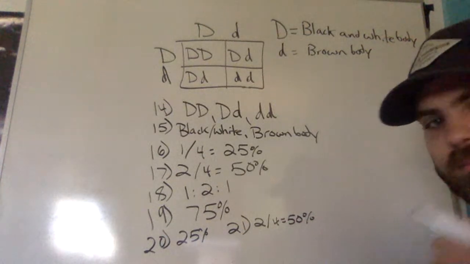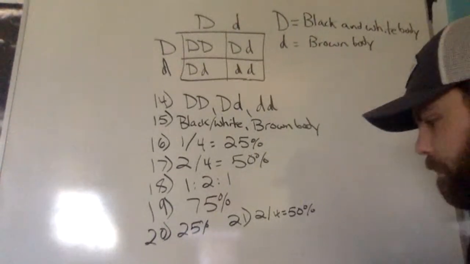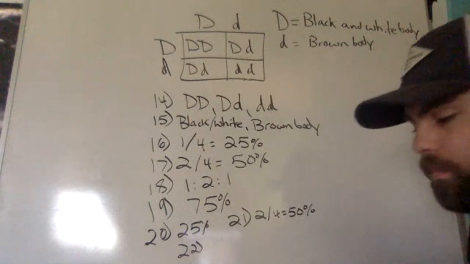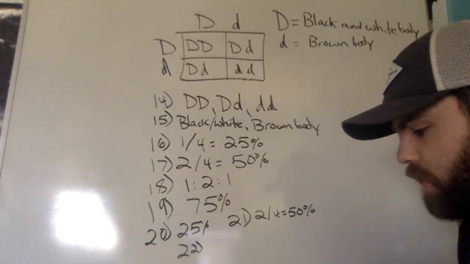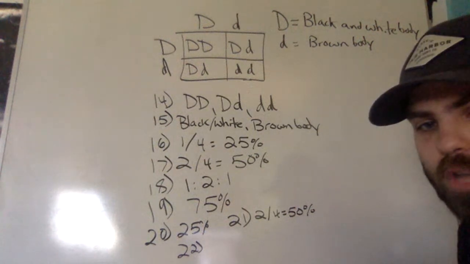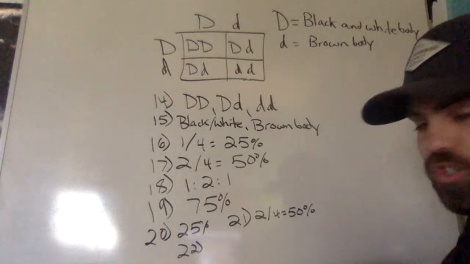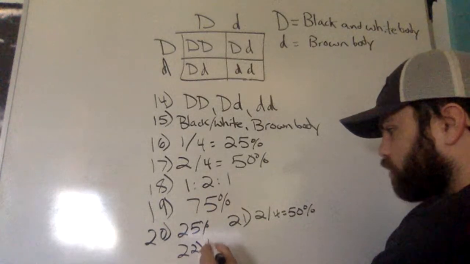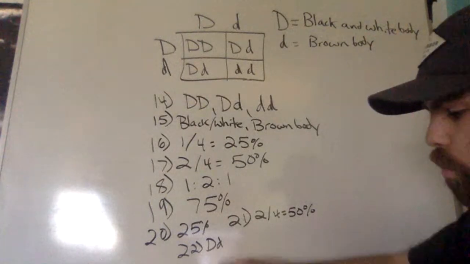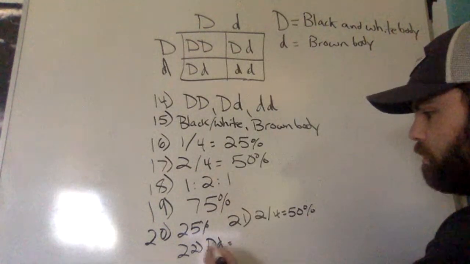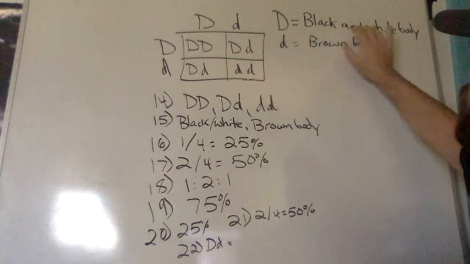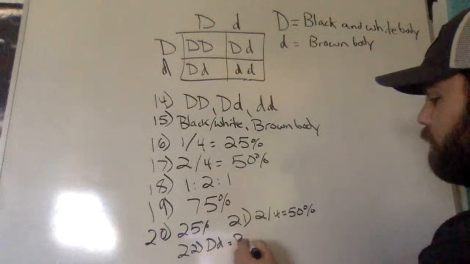And the last one, 22. What is the phenotype of the genotype capital D, lowercase d? So we're asking you, if the genotype, that is the actual letters, is capital D, lowercase d, what is the phenotype for that? As long as there's a capital D, you're going to have your black and white body. So black and white.